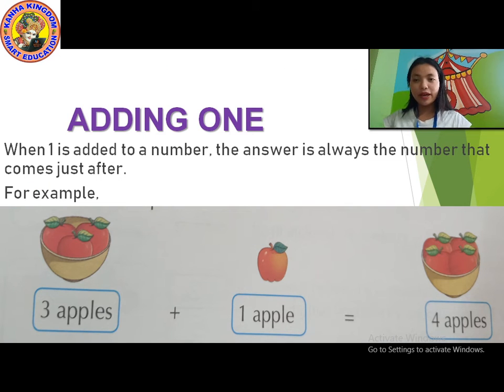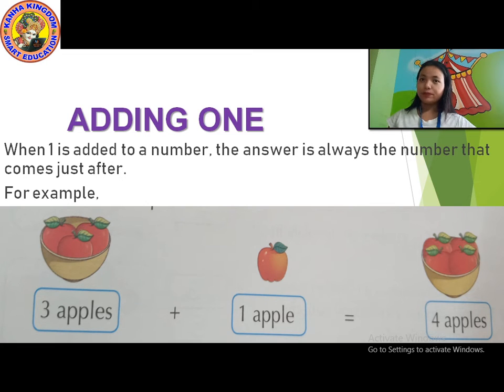Now we are going to learn about the second property of addition, right? The first property of addition is adding 0 and the second property of addition is adding 1. When you add 1 to a number, the answer is always the number that comes just after. When 1 is added to a number, the answer is always the number that comes just after.